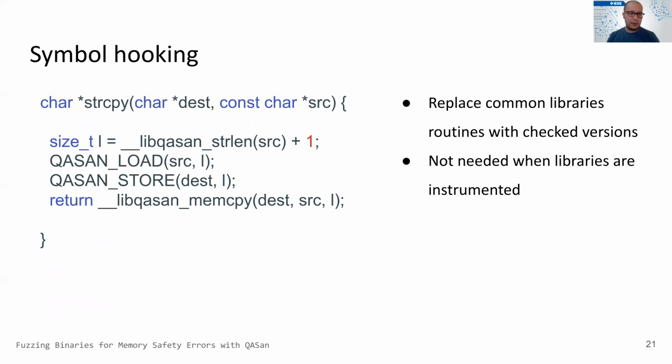We also hook some symbols like AddressSanitizer, in case the user doesn't want to instrument all the libraries, because yes, we can do that, but of course you pay in performance: the more code you instrument, the slower the execution will be. So like AddressSanitizer, we hook common functions used for processing buffers, in this case strcmp. You can see QASAN_LOAD and QASAN_STORE, the macros used to check the validity of buffers.